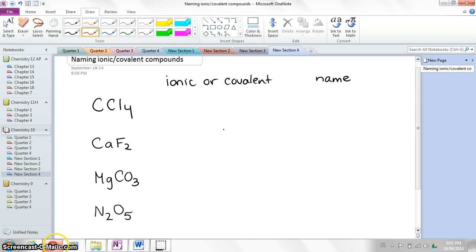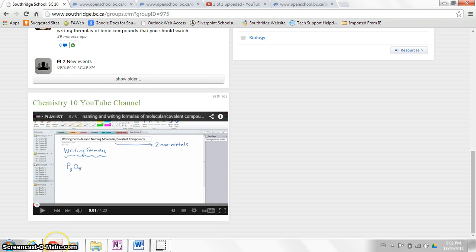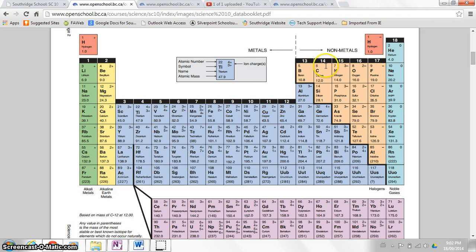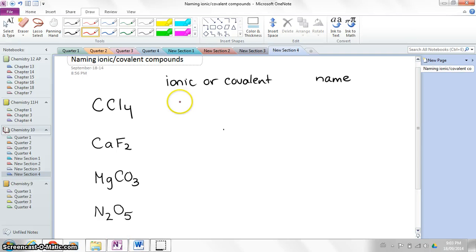Now get your periodic table out and find those elements. CCl4: there's carbon, there's chlorine. There are two nonmetals. Whenever you have two nonmetals, it is a molecular or a covalent compound, and you have to use prefixes. So this one is covalent. Why? Two nonmetals. So you have to use prefixes, and it's going to be called carbon tetrachloride.